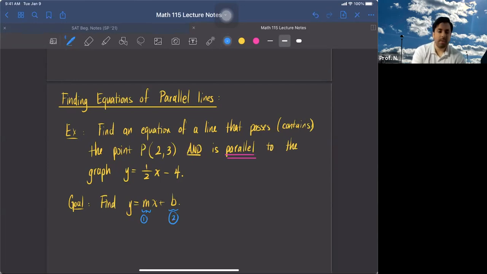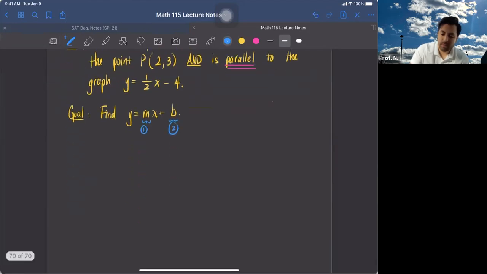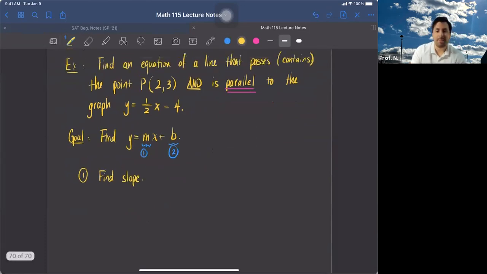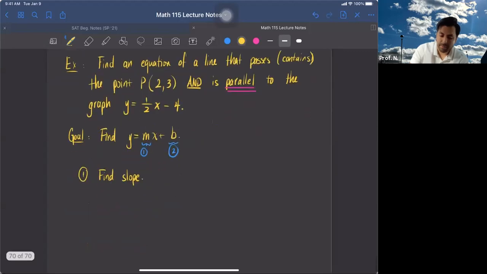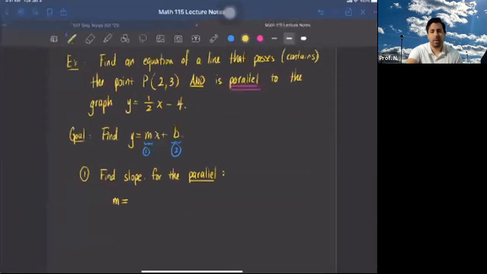So then how would I figure out my slope? The first thing is find slope. How do you figure out the slope of a line that is parallel? So find slope for the parallel line. Keyword, parallel. So then what can I say?